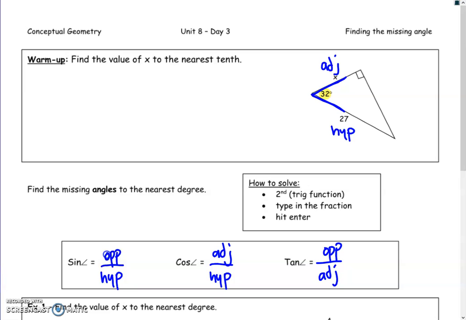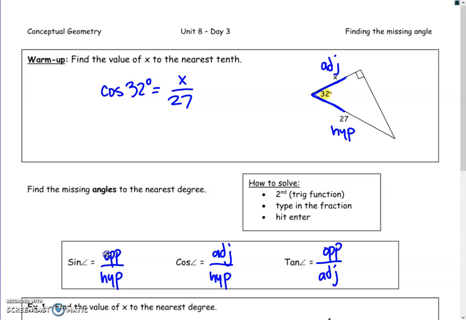So in the example up above, I'm given adjacent and hypotenuse, so that is clearly cosine. Cosine of the angle, in this case 32 degrees, equals the adjacent side, which is x, over the hypotenuse, 27. So we have two types of equations that we've learned to solve so far. One of them is when x is on the top, one of them is when x is on the bottom.